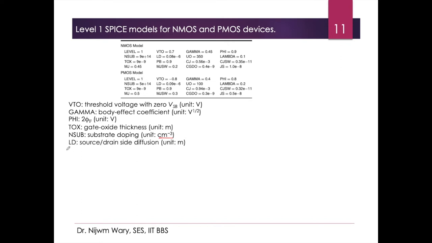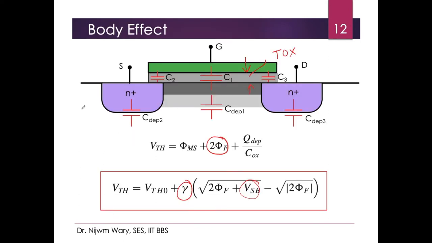And the next one is the LD, the source or drain side diffusion, and its unit is meters. Let me show you these two parameters in the diagram. So NSUB is the doping concentration of the substrate. Okay, so NSUB.